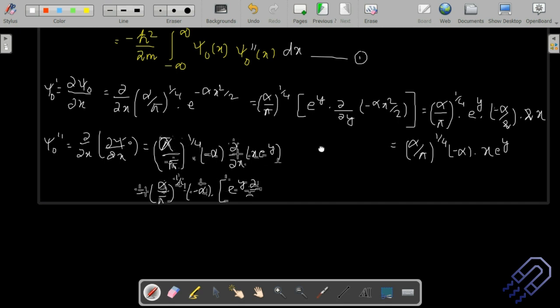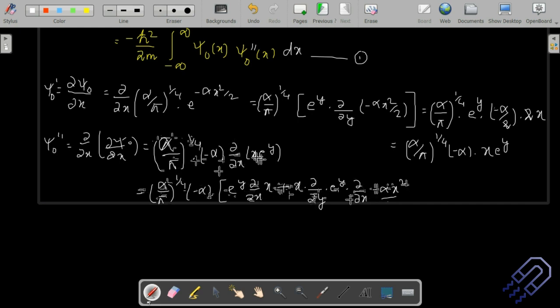So okay, let me just write it down. In fact, I can write it down as total derivative also, because we are talking only about the function of x here anyway. Into x into del x of e to the power y. So let me just write it down as del y of e to the power y into del y del x. And what is my y? Y is nothing but minus alpha x square divided by 2.